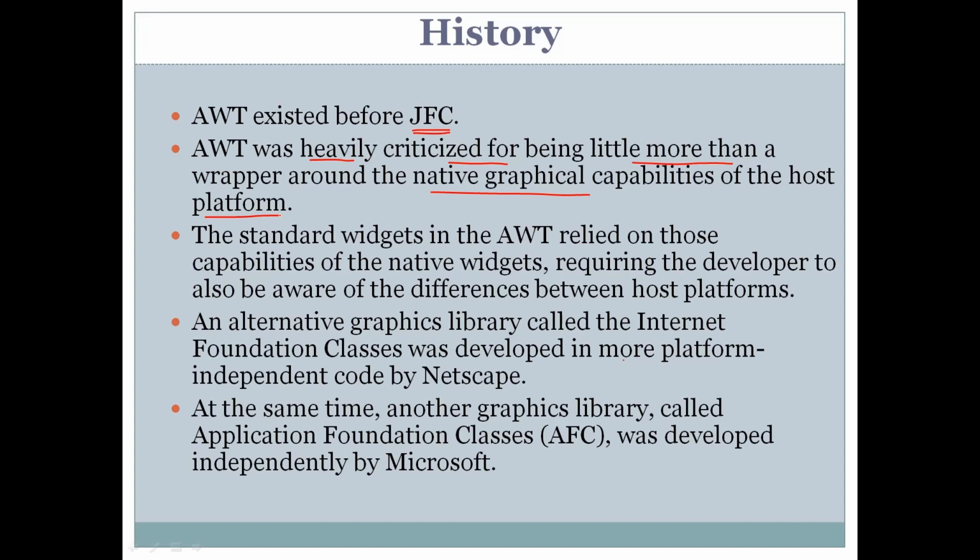AWT, to display components on the GUI, took help of the underlying operating system. For example, if an AWT program is executed on the Windows platform, it makes use of Windows platform native code to display the GUI components on the screen. So we can say AWT is not completely platform independent. It is dependent on the existing platform, and that is why AWT was platform dependent, not platform independent. The standard widgets in the AWT relied on the capabilities of the native widgets, requiring the developers to also be aware of the differences between host platforms.